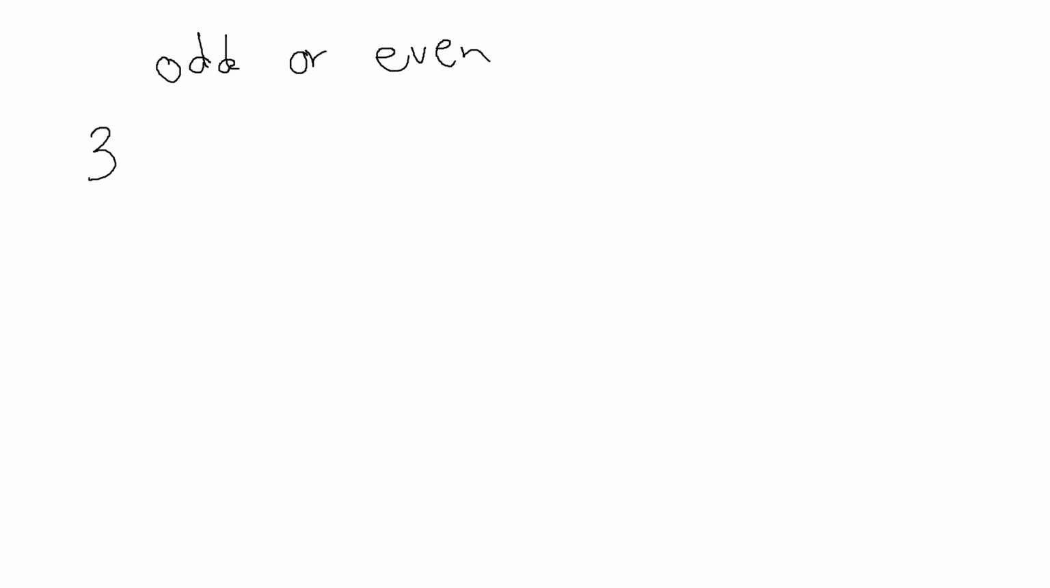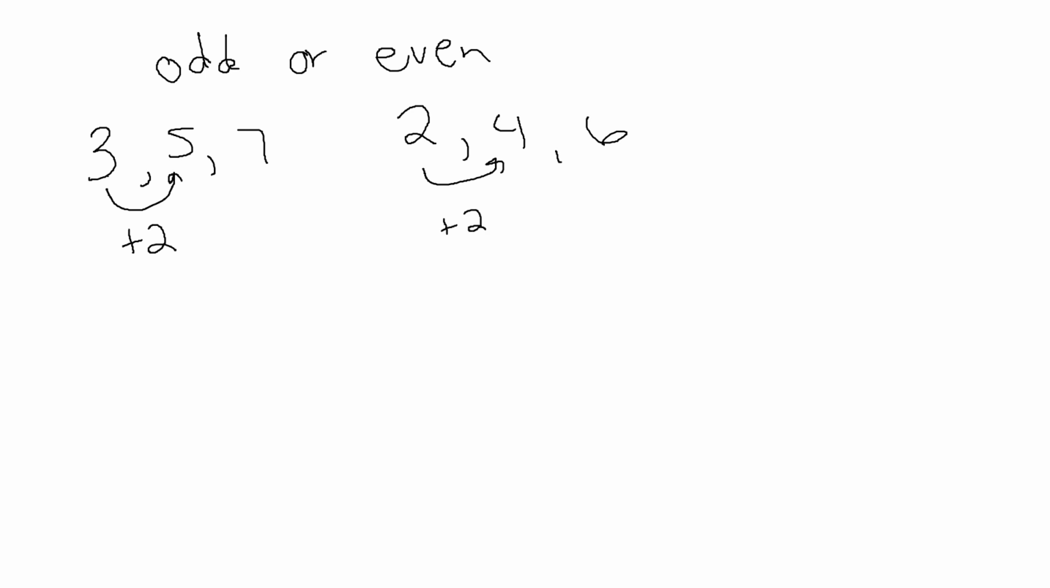3, 5, 7. Consecutive even: 2, 4, 6. Now on both of these, instead of adding 1, we're adding 2. Whether it's odd or even, we add 2. And then to get from 3 to 7, we would add 4. To get from 2 to 6, we would add 4. And then the third would be plus 6, plus 8.